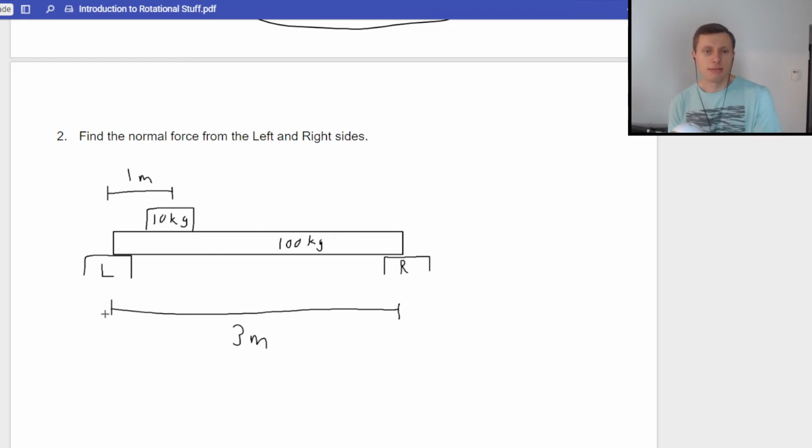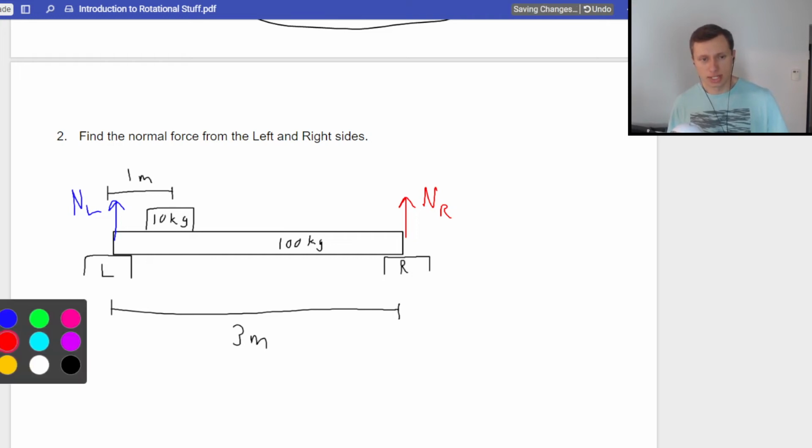So number 2, find the normal force from the left and right sides. Okay, so this time I do care about the normal force, but I'm not talking about the normal force on this 10 kilogram box. Oh no. I'm talking about the normal force acting on my bar here. Because remember what I said in the last problem. I only care about the forces acting on the bar itself. So I'm going to draw blue for the left normal force right there. Let's say NL. And then in red I'll say NR. And that's the normal force from the right side.